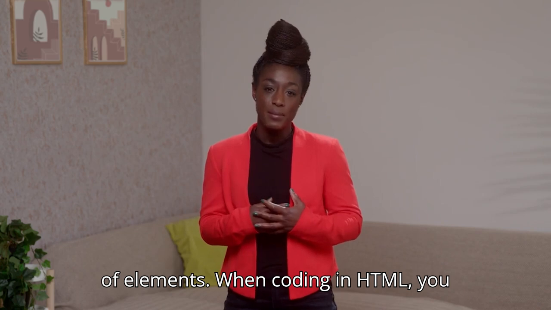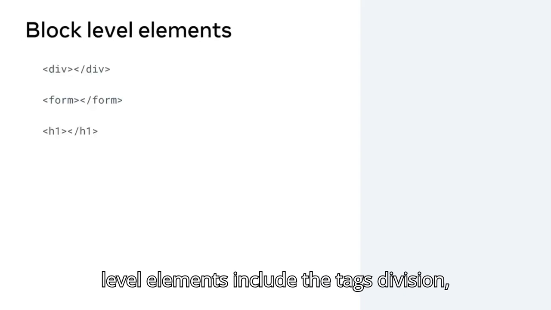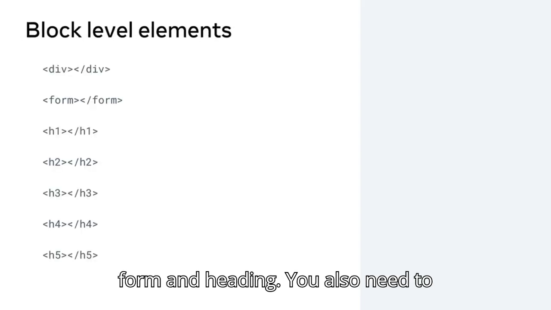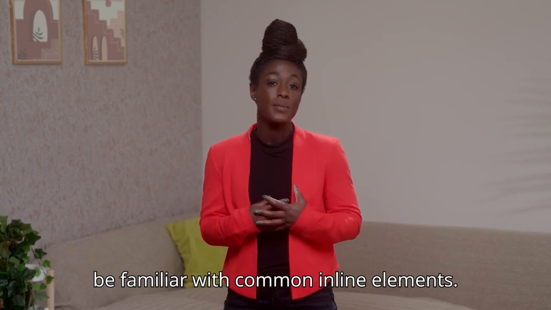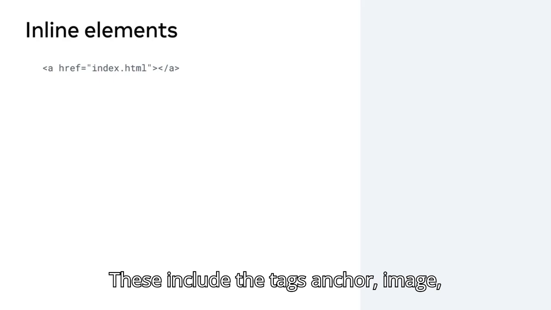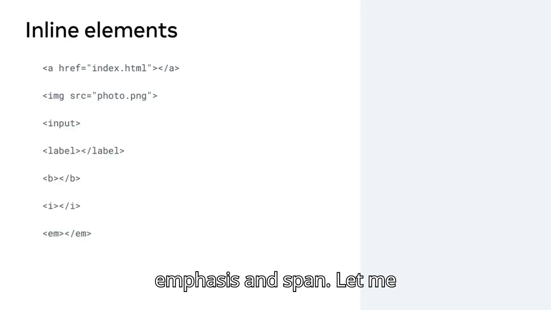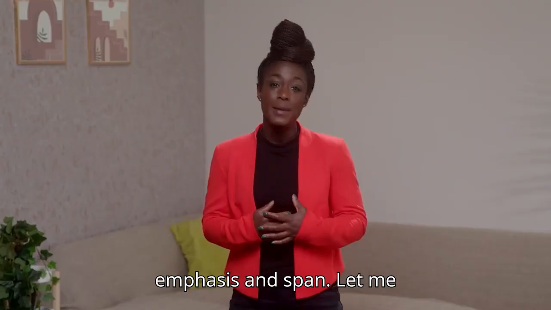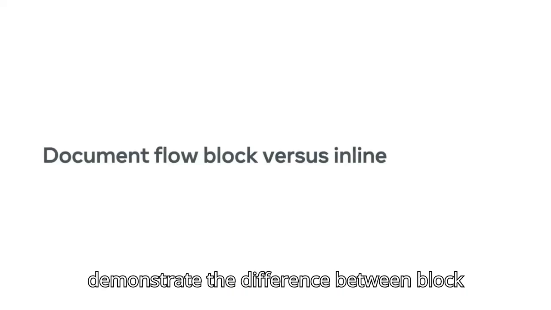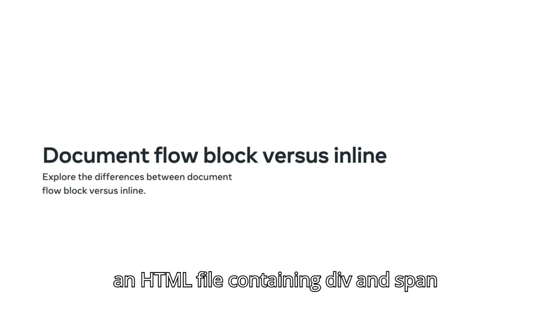When coding in HTML, you need to be able to recognize and use block elements. Some examples of block-level elements include the tags div, form, and heading. You also need to be familiar with common inline elements. These include the tags anchor, image, input, label, bold, italics, emphasis, and span. Let me demonstrate the difference between block and inline now by using an example of an HTML file containing div and span elements.